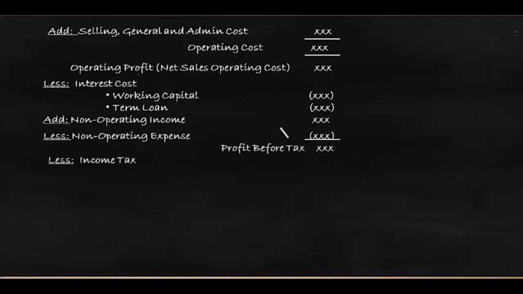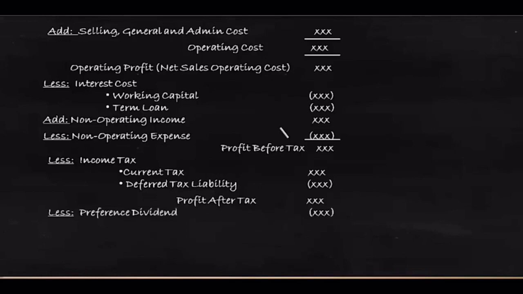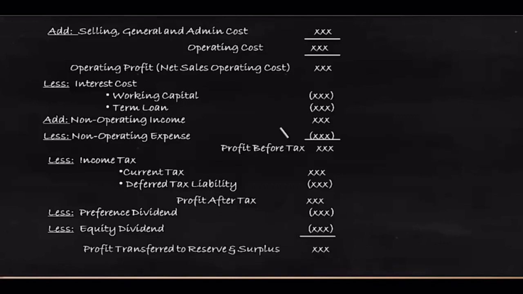From this, we have to deduct income tax, which is again broken into current tax and deferred tax. And deferred tax liability only the banks would consider. Then we get profit after tax, and from this profit after tax only the dividend will be paid. The first one will be preference dividend and the second one would be equity dividend. And if any profit is remaining after that, then that profit will be transferred to reserves and surplus. In the subsequent session, we will understand each and every item of the operating statement in detail.